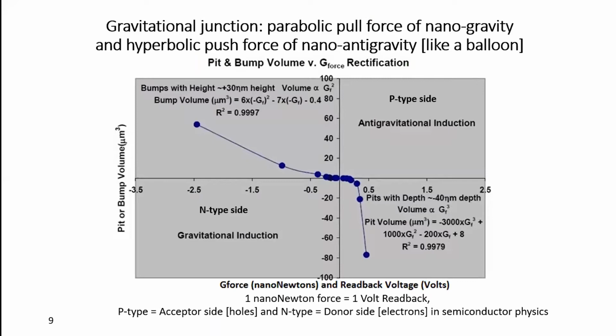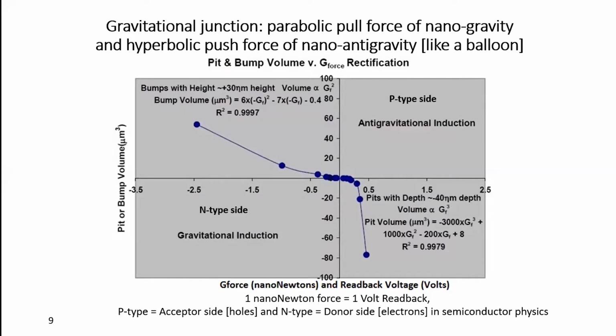Now, when you take all the different nanobumps and nanopits and you plot the data, I noticed what you get is a diode curve. A diode is a semiconductor device that lets you push current one way or the other, depending on the properties of the semiconductor. Now, in semiconductor physics, the P-type side is called the acceptor side. It has an excess of what are called holes. Holes represent protons or positive charge.